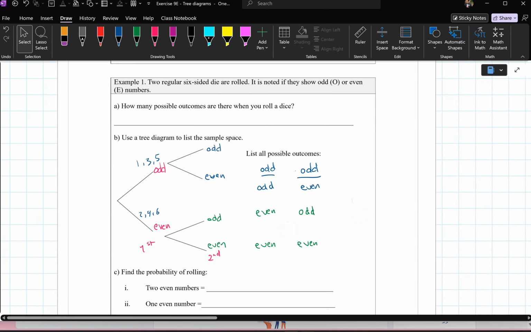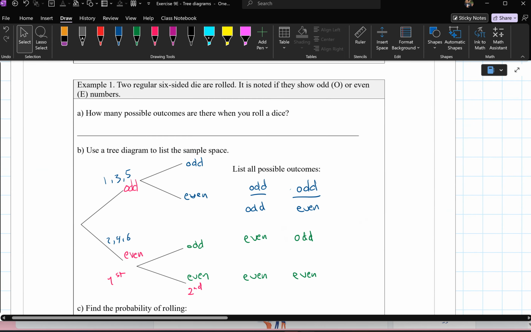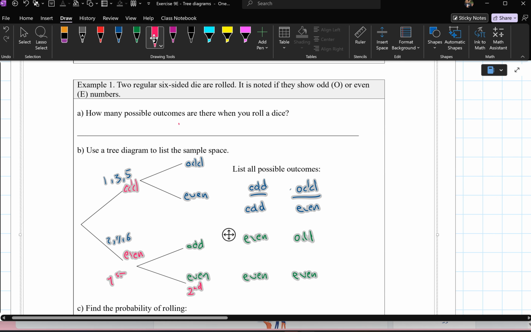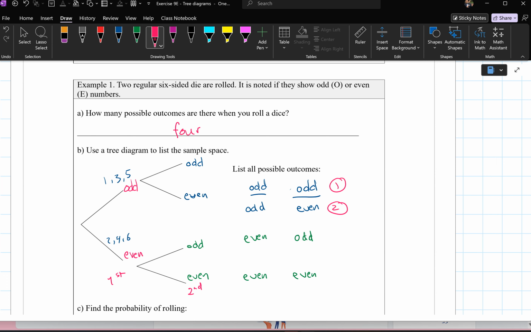Okay? All right, so now if I asked you how many possible outcomes are there when you roll a dice, there are 4. Very good. So this is a way of listing out your sample space. The answer is there are 4 possibilities. You can get odd, odd, odd, even, even, odd, or even, even.